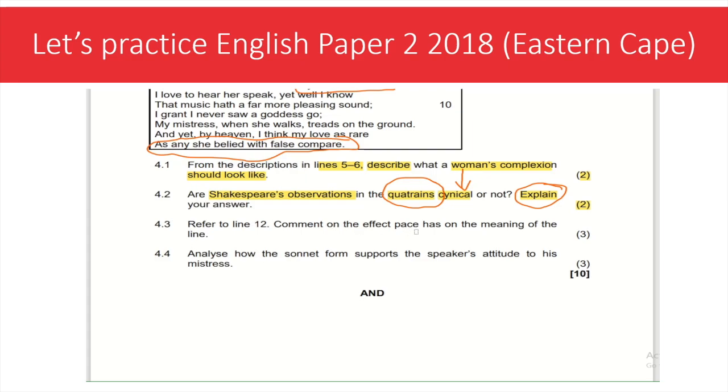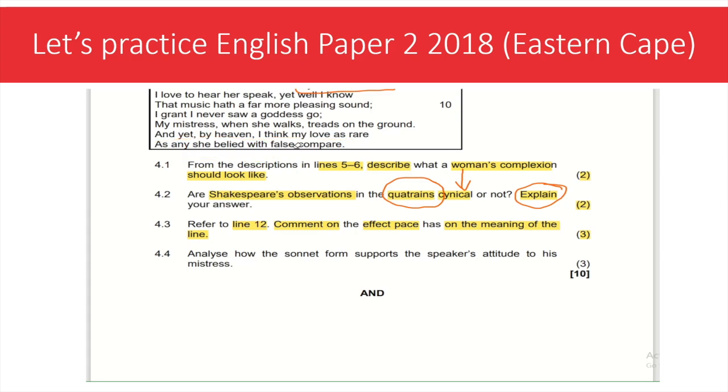Then 4.3, refer to line 12. Comment on the effect pace has on the meaning of this line for 3 marks. So we need to look at line 12. We need to discuss the effect of pace. What effect do we need to look at? On the meaning of the line. And we need to do that for 3 whole marks over here.